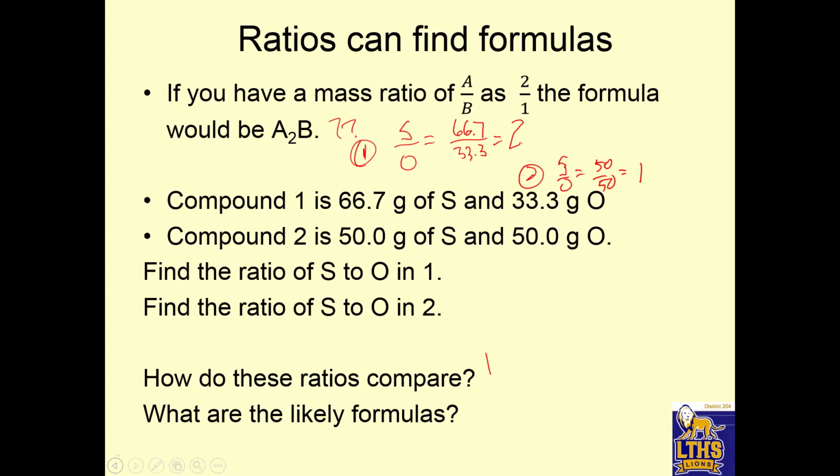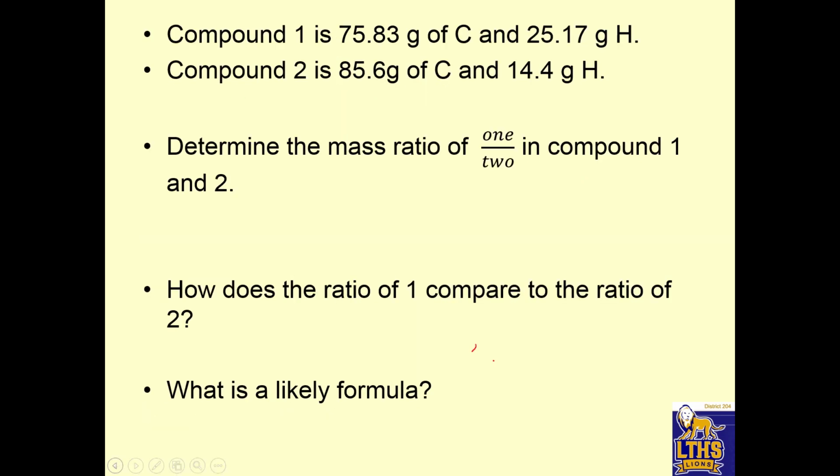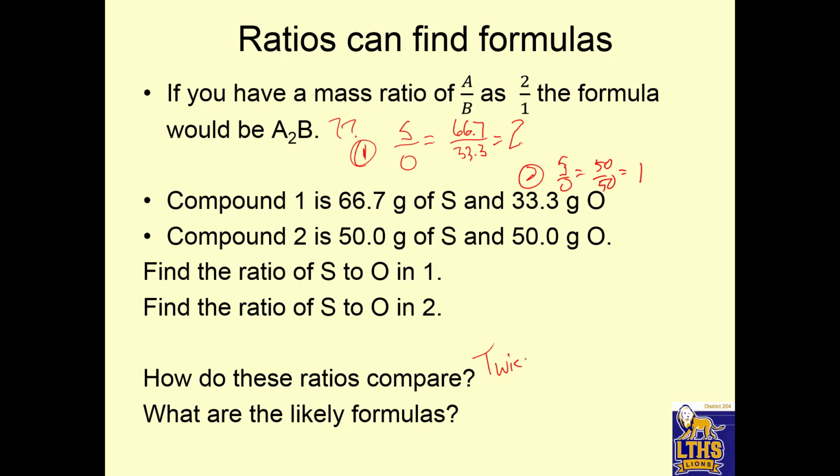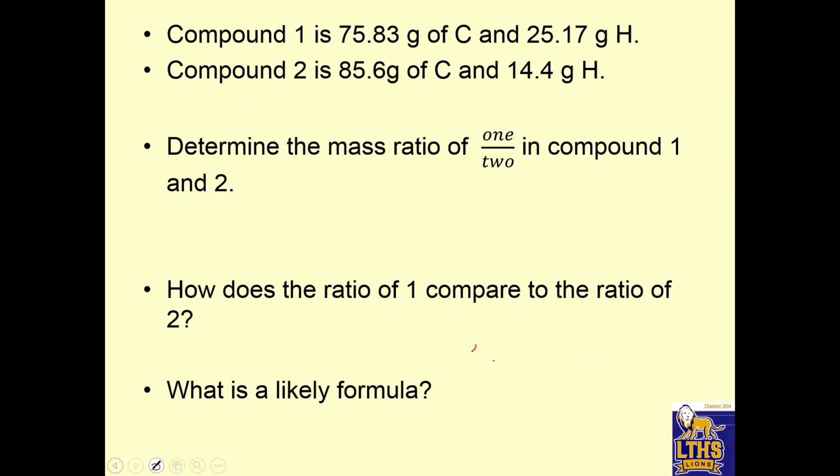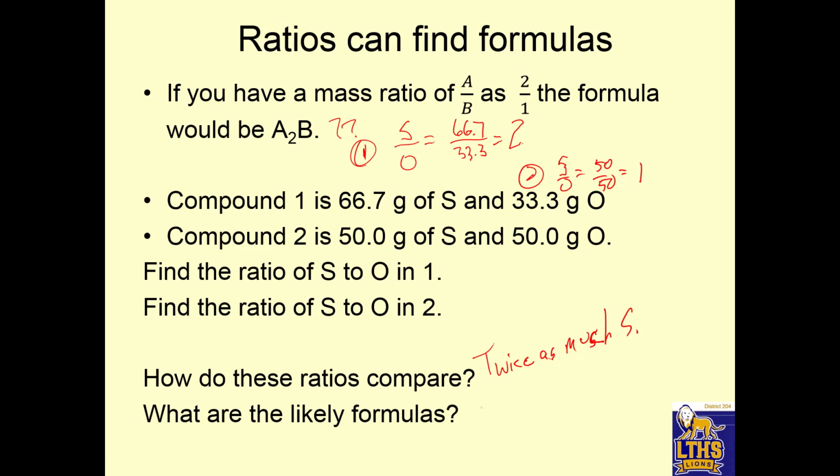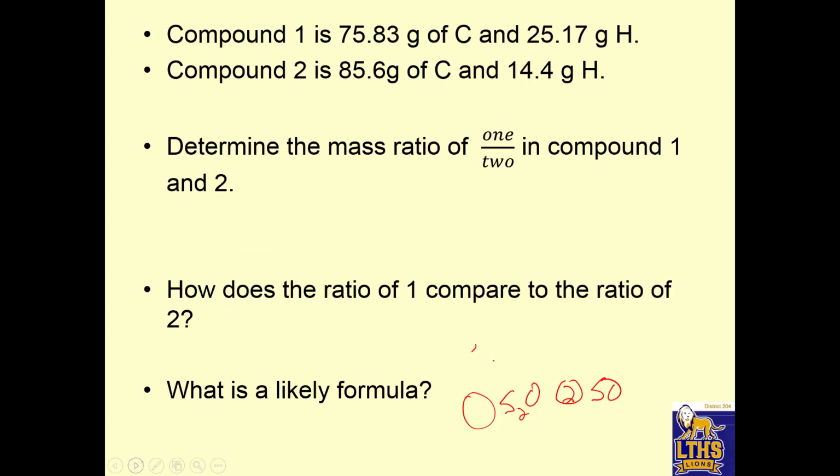Twice as much. So what's the likely formula? The likely formula for compound 1 would be S2O, and for compound 2, it would be SO. That makes sense? I have twice as much S as O. So those are likely formulas you can figure out for them.